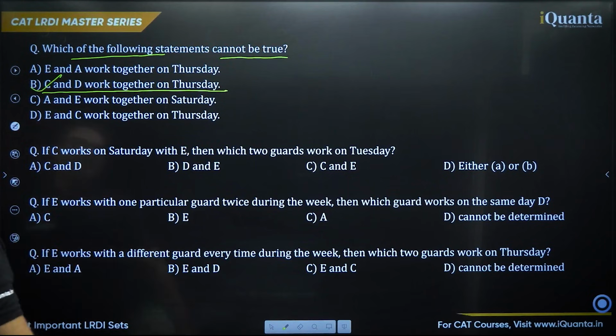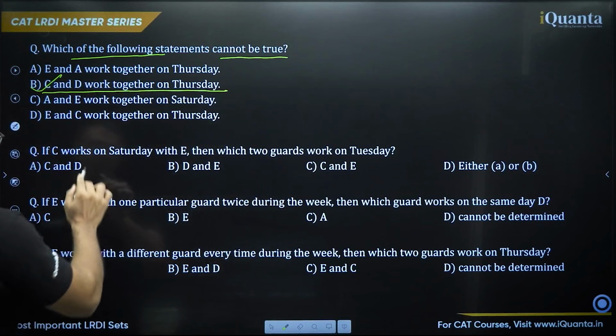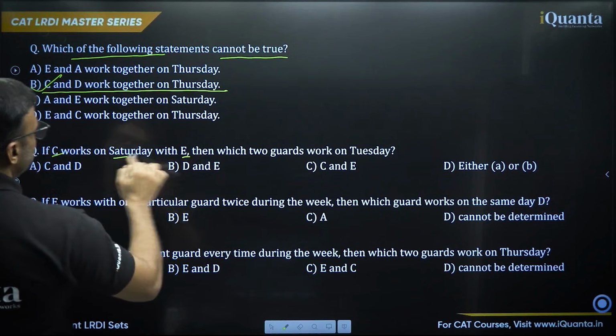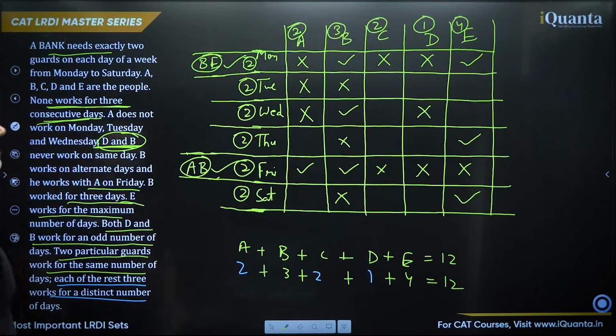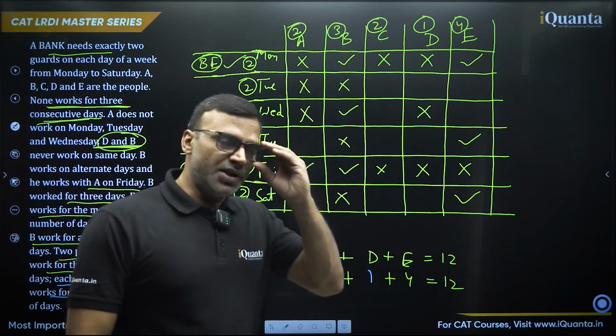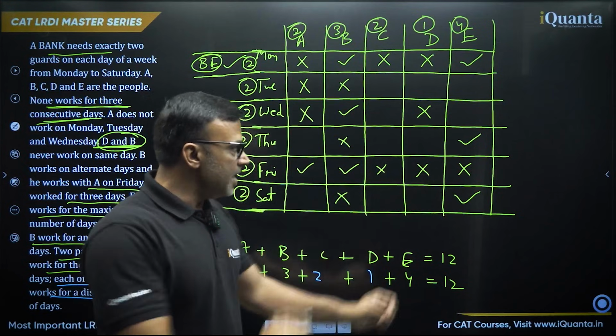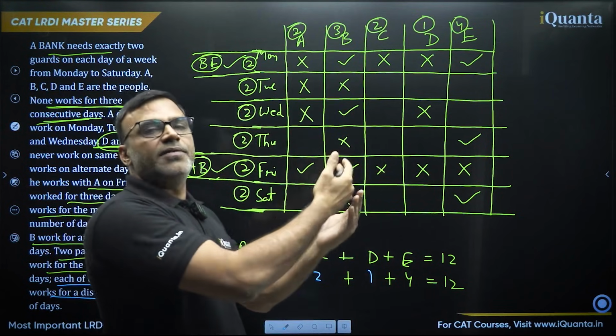Now, next one. If C works on a Saturday with E, then which 2 guards work on Tuesday? You see? C, Saturday with E. I'm changing the color just to make sure that you understand that everything that you see on the board right now is frozen, is fixed. Now, whatever we do is the extra for this particular question.